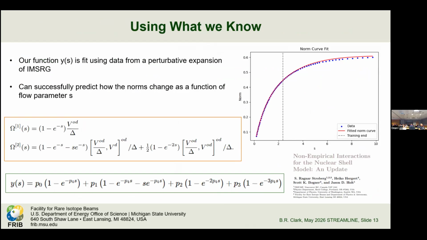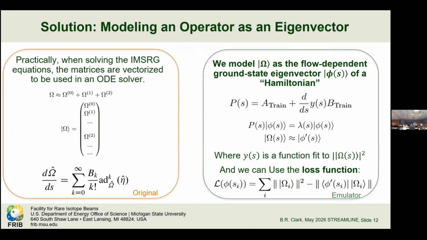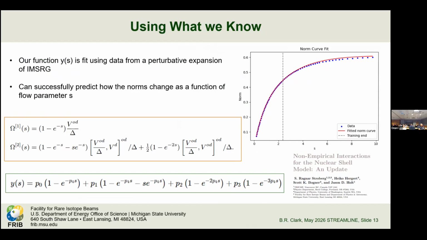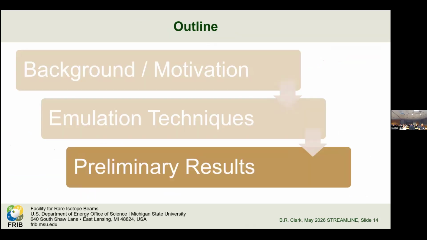So it's not just completely black box. It includes a little bit of what we know about the characteristics of IMSRG. So here, this Y of S, which really encodes the dynamics of IMSRG, is fit to a function from the perturbative expansion of IMSRG. And so it has this functional form where you see a bunch of 1 minus e to the somethings. And we can use that fit to extrapolate the norms of the vector, and that can actually help us train quite a lot. And we can use that and its derivatives to get physics-informed emulation.